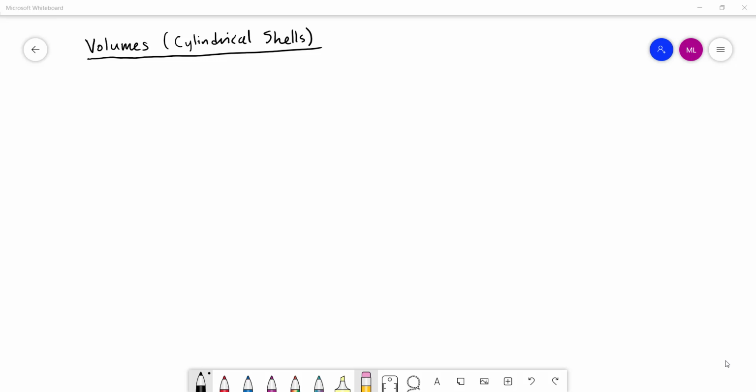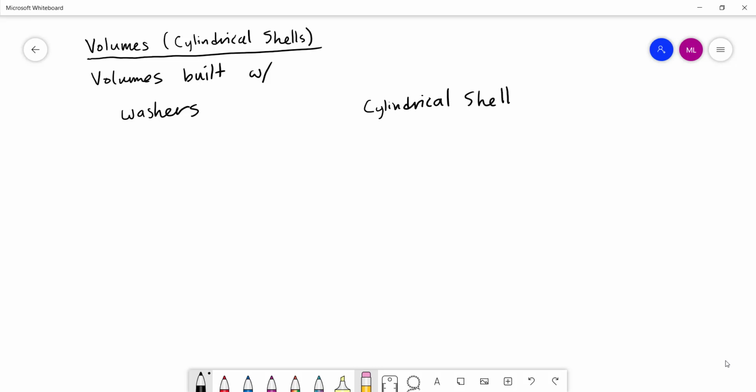In this video, we're going to look at an alternative method for finding volumes of solid objects that are typically, again, solid objects created by the rotation of a curve around some axis. So in the last section, the volumes we looked at were built up with washers or disks. In this case, we're going to look at building a volume with cylindrical shells.